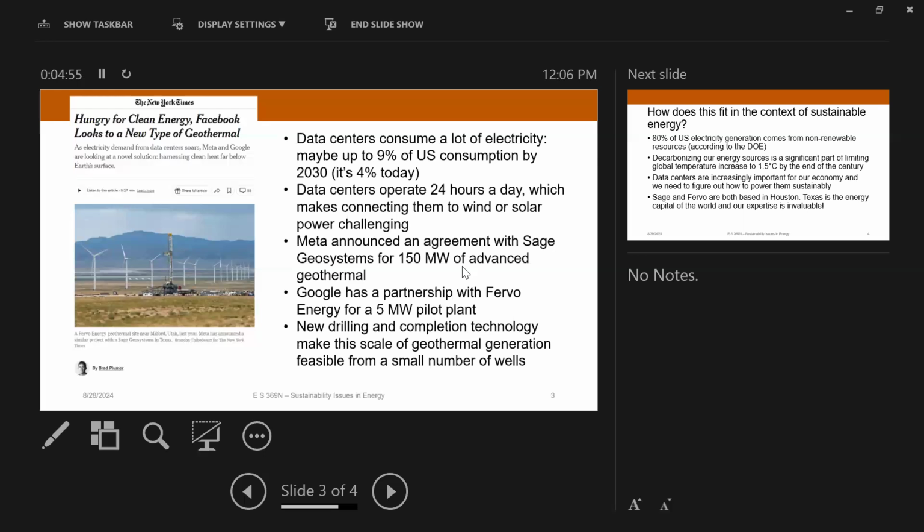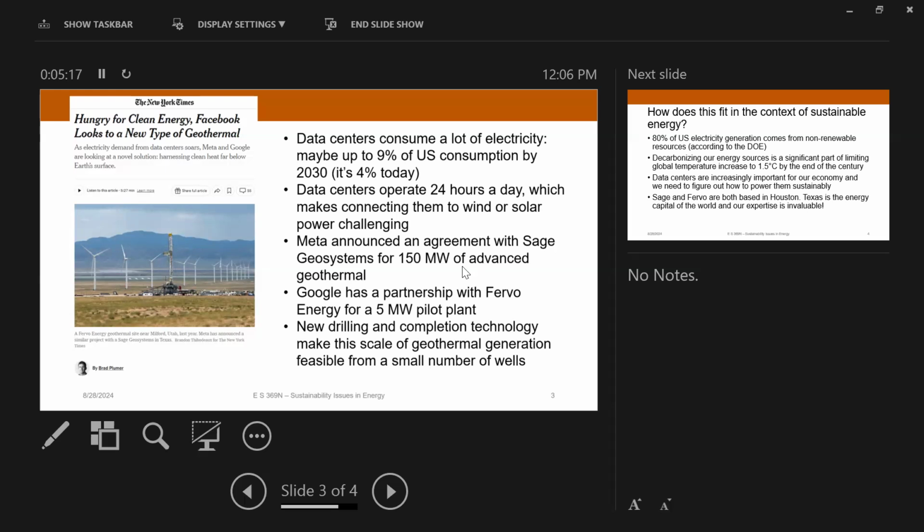So data centers are these huge server farms that power cloud computing, artificial intelligence, a lot of the stuff that is used in today's information economy. They use 4% of US electricity right now, but by 2030, that's forecast to jump up to 9% of electricity.